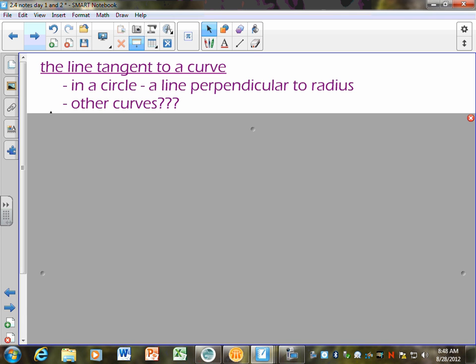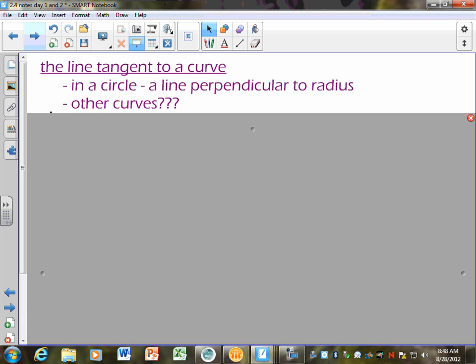So in a circle, way back in geometry, I'm sure you all remember this like it was yesterday, a tangent line is a line that's perpendicular to the radius of a circle, which means that it just kind of touches the edge of the circle. In other curves, a tangent line can just be any line that touches it in one point.